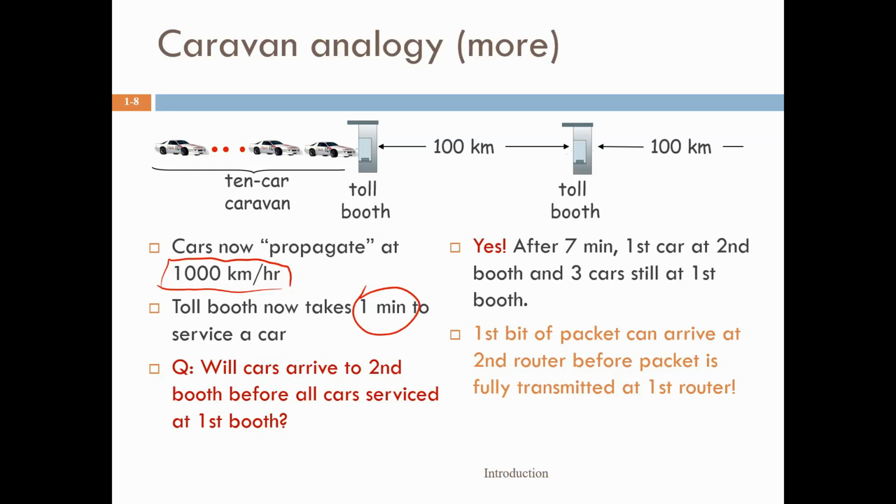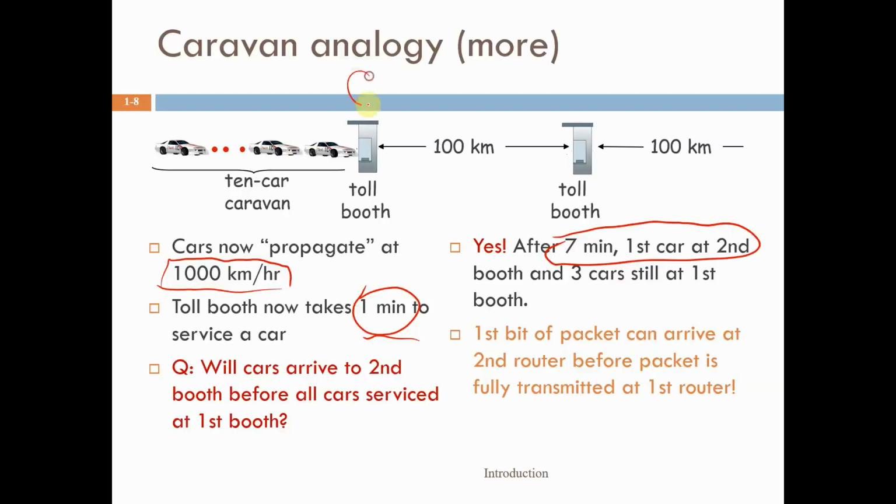So if I'm traveling at 1,000 kilometers per hour for a distance of 100 kilometers, I will need only 6 minutes to travel the entire 100 kilometers. So that means 1 minute to be serviced and 6 minutes to travel. So the first car will reach the second toll booth after 7 minutes. After 7 minutes, the first toll booth would have processed 7 cars. So the caravan would have 3 cars remaining at the toll booth.